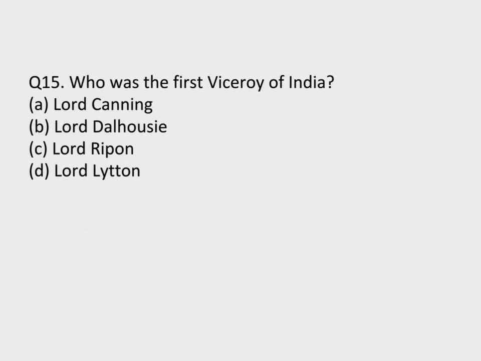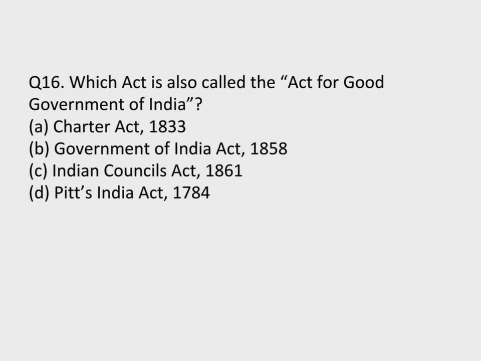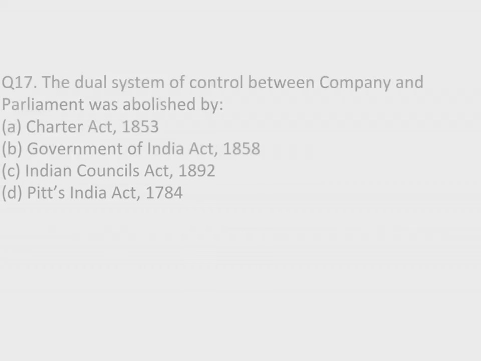15. Who was the first Viceroy of India? Correct answer, A. Lord Canning. 16. Which act is also called the Act for Good Government of India? Correct answer, B. Government of India Act, 1858.